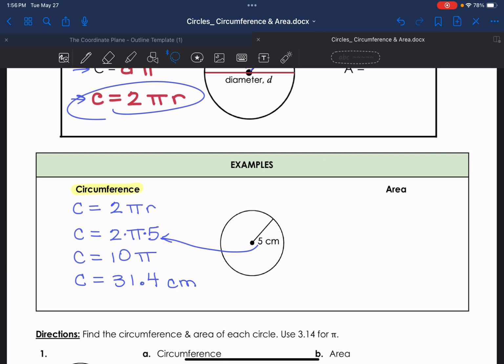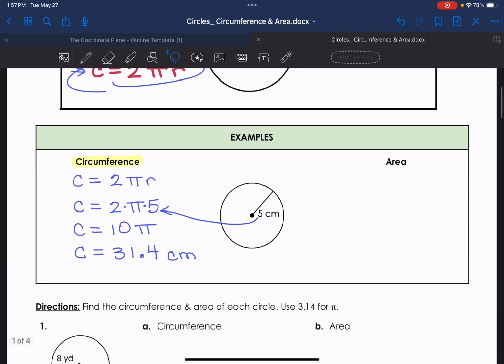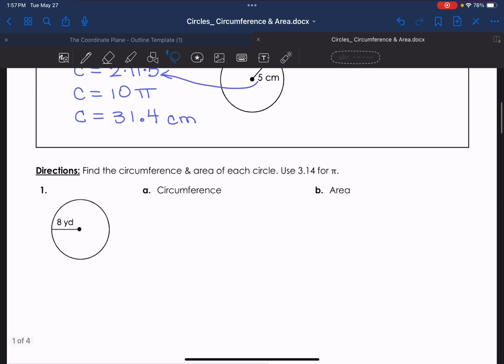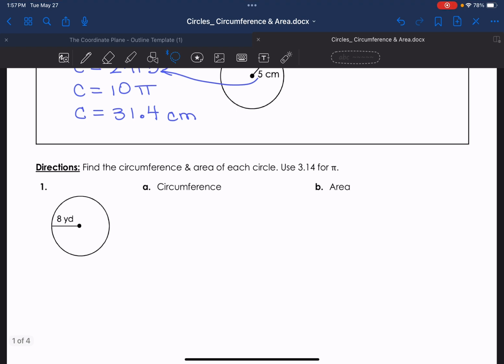And what else? You need 3 steps or more, so you need to write your formula, replace your r or your diameter with the number, and have your final answer. This step is optional. I like it. I like to show all my steps. I think it's important, but I know some people do not. So 3 steps minimum. Okay, and now on to continue the you try practice work.